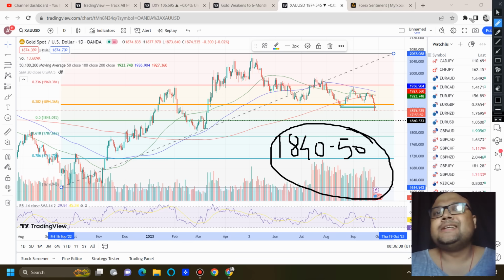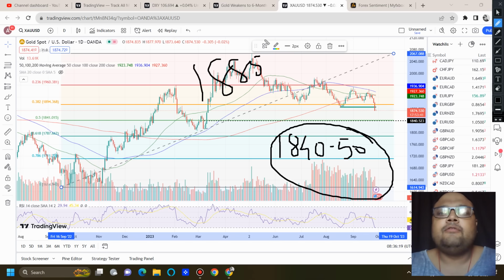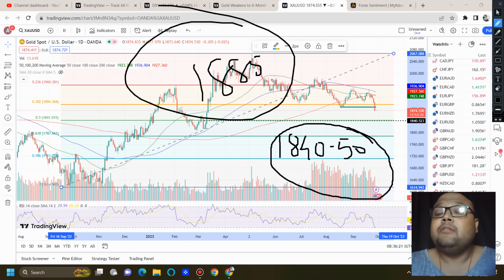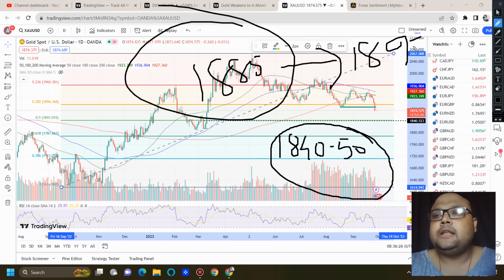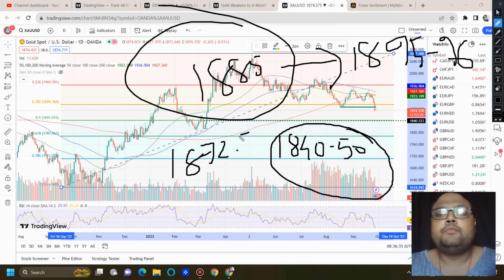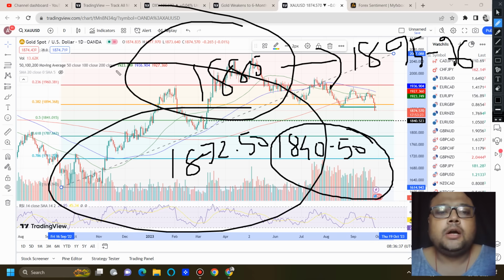If you have already a sell position on the chart of gold, be on the trade, enjoy the ride. And if you're looking for a fresh selling opportunity, if you're a day trader like me, then obviously you can look for a sell around 1885 level if market reverses. But if market shows further recovery, then you will get selling opportunity around 1895, 96 level. And in case market fails to go up, and if the market breaks again, then 1872.50 will be our next selling opportunity if market breaks the level.